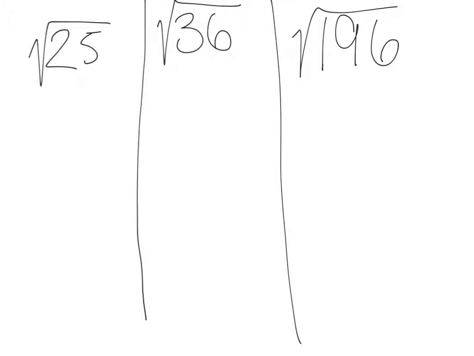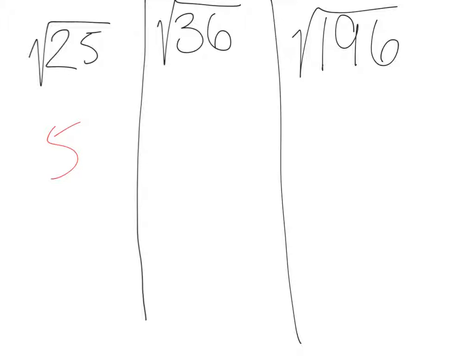We want to take the square root of them if they're a perfect square, and if not, then we're going to break it into a perfect square and another factor. So for the first example, we have the square root of 25. The square root of 25 is a perfect square. I'm just trying to think of what number I can multiply times itself to give me 25. So the answer is 5.